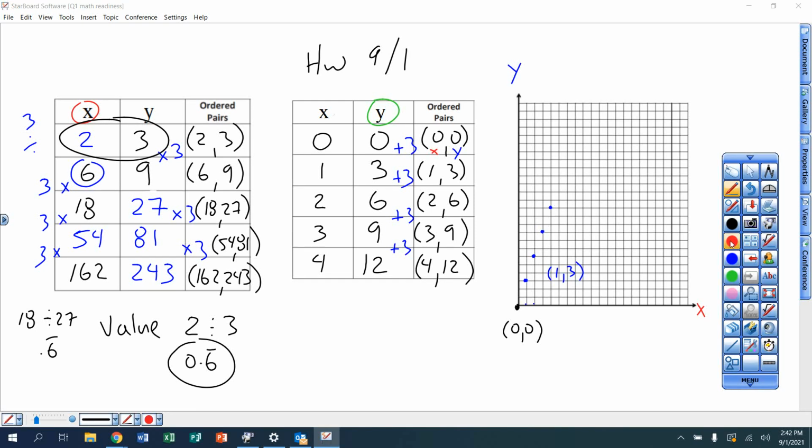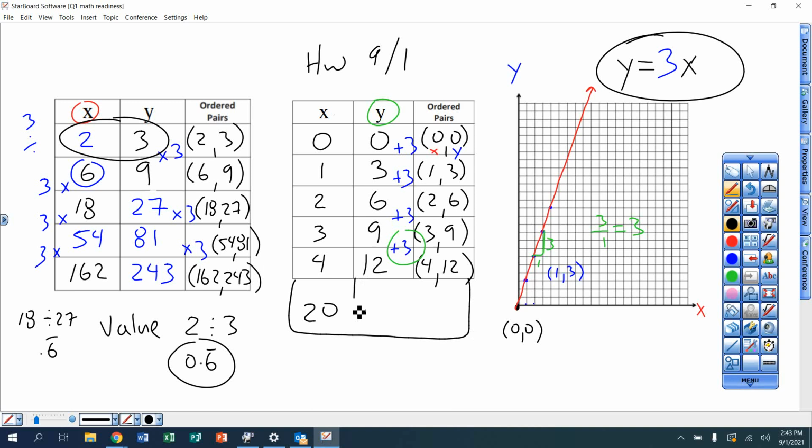Know that if you draw a straight line, it will connect all your points if you did it correctly. Know that this slope, going over 1 up 3, matches this number right here, how much you're going up by each time. You need to know that this equation, if I had to write one for this data table, would be y equals 3x, or I could use this to find any number in the data table. If I wanted to jump to the 20th term here, I could just plug in 20 times 3, and that gives me 60.